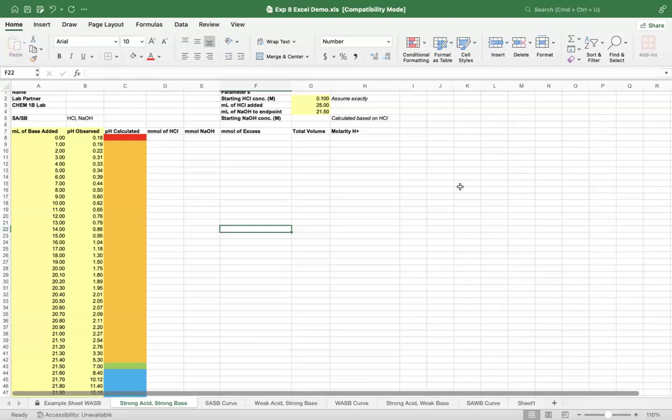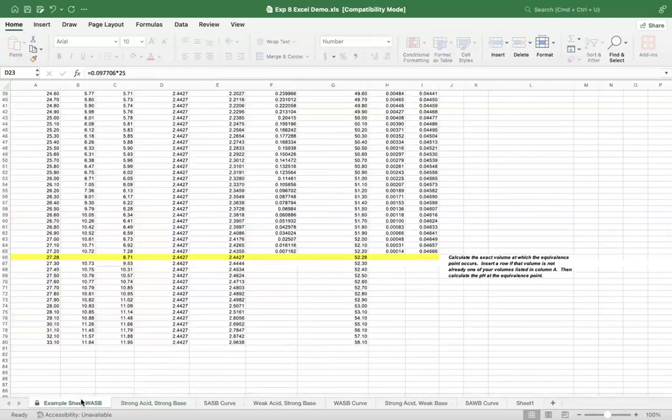So let's get right into it. You should already have the student Excel template downloaded from Canvas. You should have entered your data. Let's just go over the sheets.